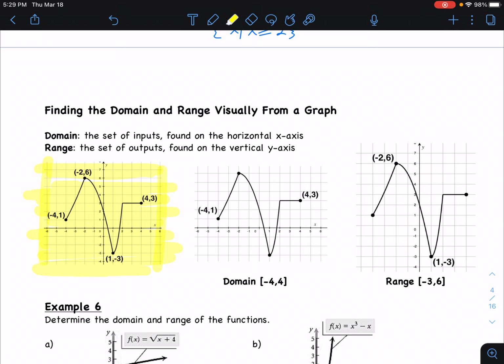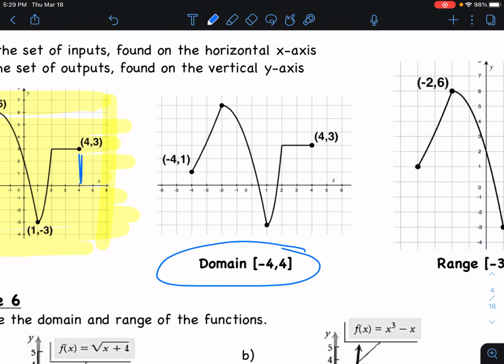So for the domain, if I trace it, here's the leftmost part, and that goes to negative 4, and it goes to the right. It's continuously going and then stops at 4 all the way to the right. So as you can see here, we would say the domain is negative 4 to 4.